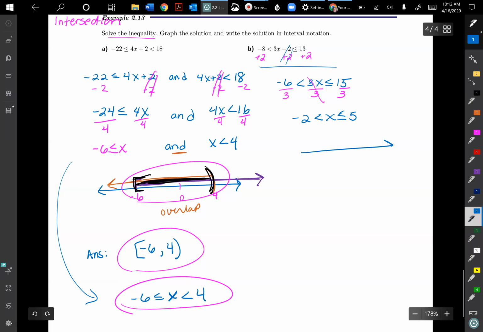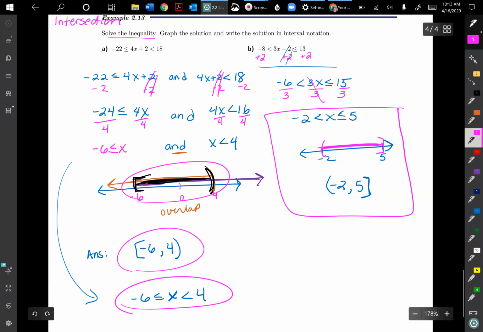And then to graph it, I know I need to have -2 there. I need to have 5 up here. I'm going to include the 5 and not include the -2, and I want everything in between them. And I would have interval notation as -2 with a curved parenthesis up to 5 with a bracket. And those are all the ways I can write my answer for that problem.